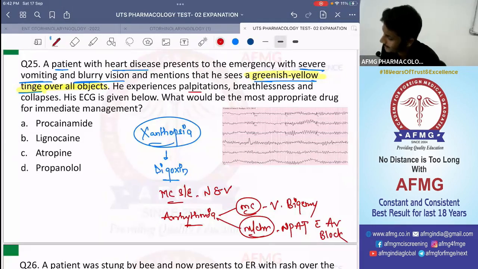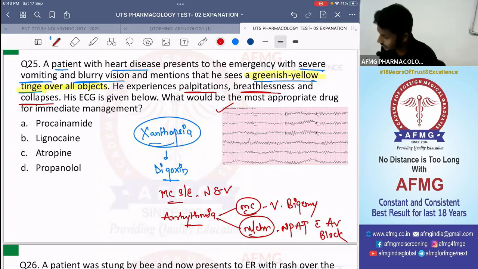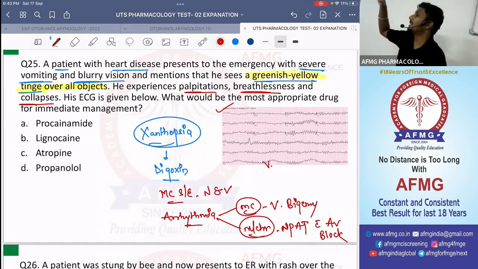He experiences palpitations, breathlessness and collapses. That is suggestive of arrhythmia in the patient. Okay, palpitations, breathlessness, collapses. That is suggestive of a tachyarrhythmia. His ECG is given below, which confirms which arrhythmia he is suffering from. Very good. You can see it is only a fibrillating wave.